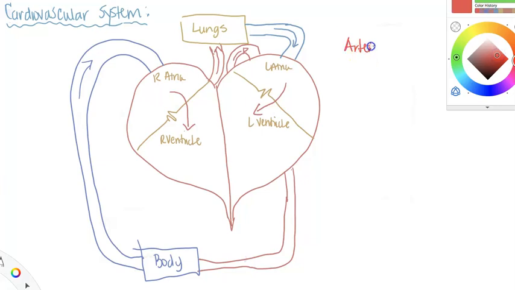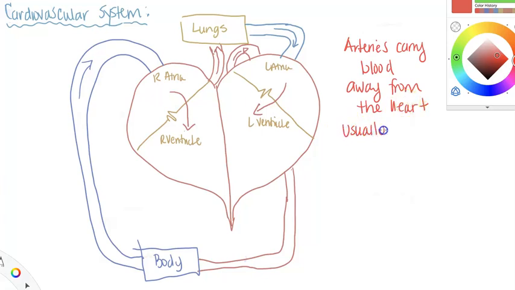Arteries always carry blood away from the heart. Arteries usually contain oxygenated blood. Usually.